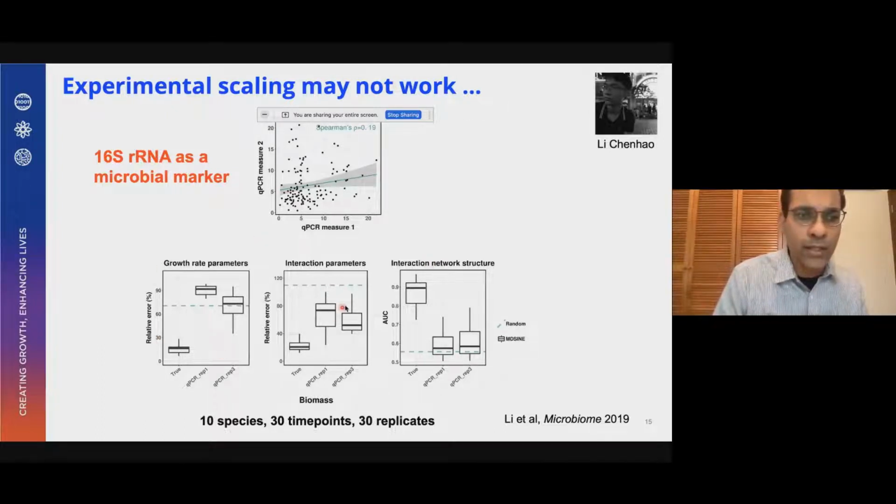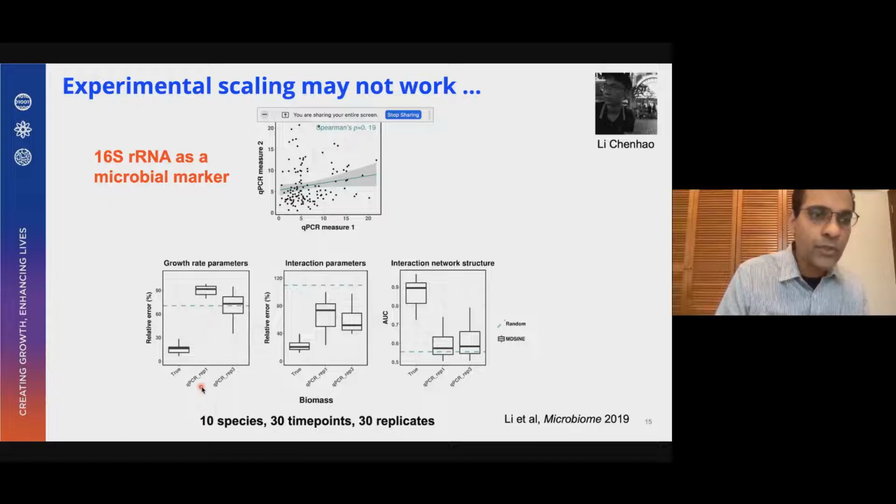So in this, all these three assessments of how well our ability to infer models from data is, if you know the true biomass, and in the simulation we do know the true biomass, you can get pretty good estimates of all these parameters. The interaction network structure, you get it with AUC of 0.9, so that's really darn good.